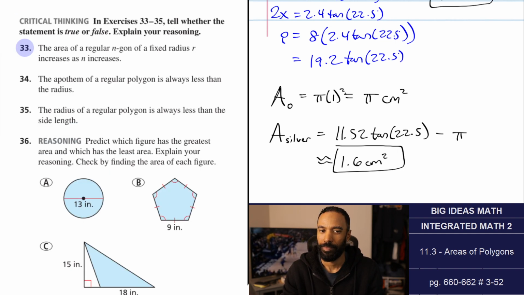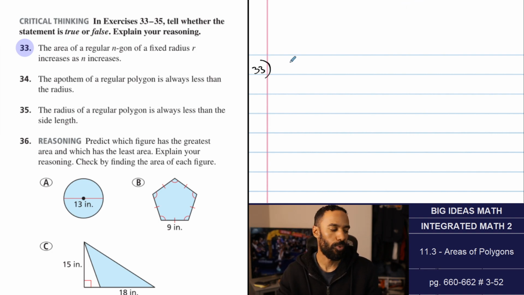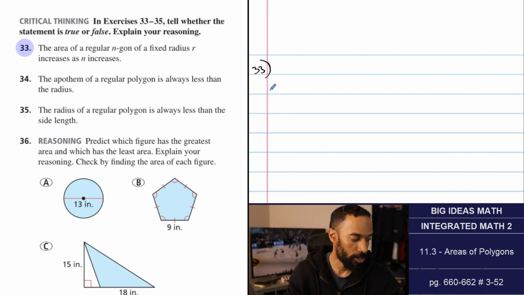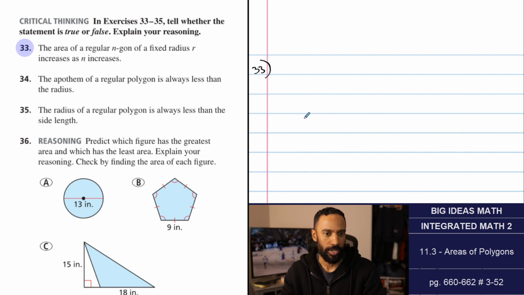Okay. Let's go to 33 to 35. Tell whether the statement is true or false. Explain your reasoning. True would have to mean always true, I suppose, in these scenarios. False, maybe I can just provide a counterexample. 33. The area of a regular n-gon of a fixed radius r increases as n increases. True.